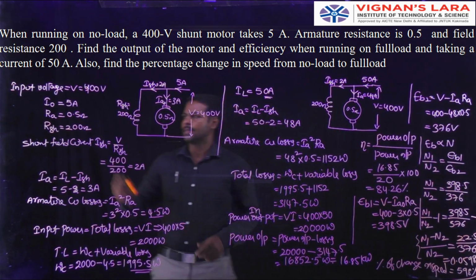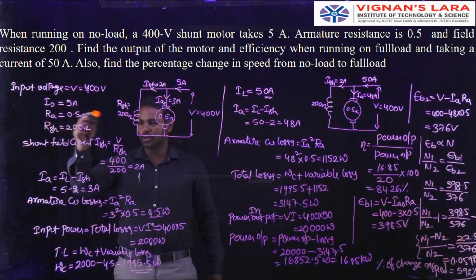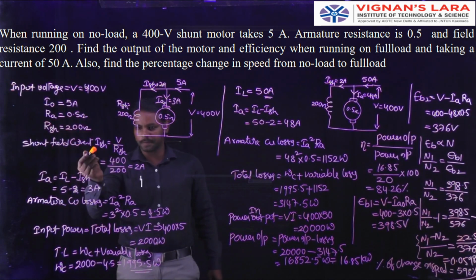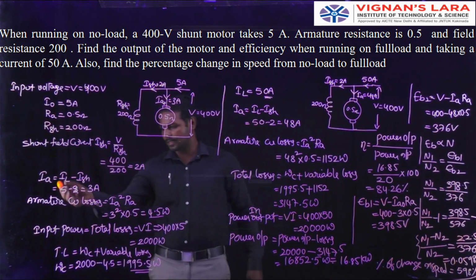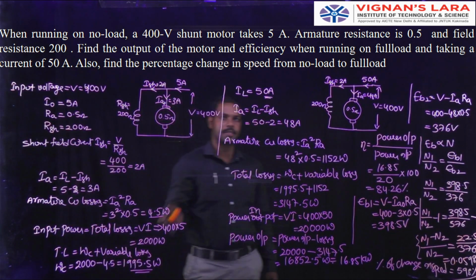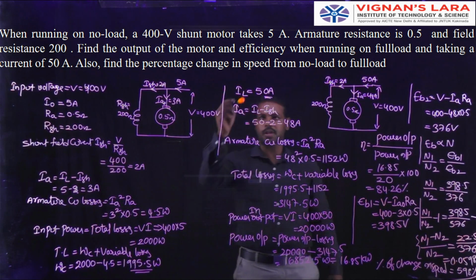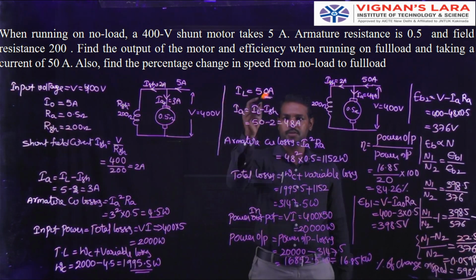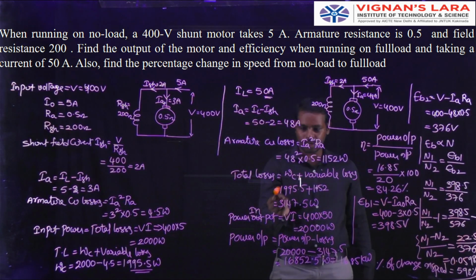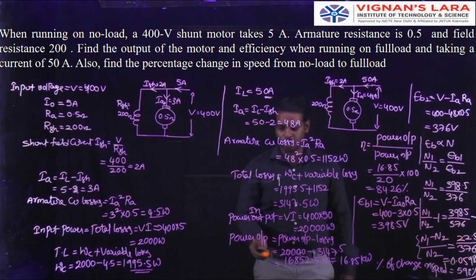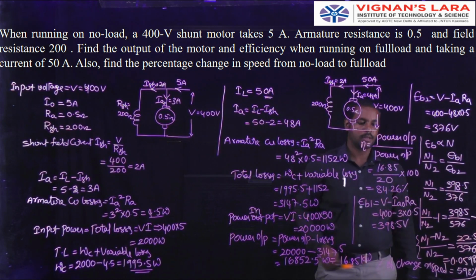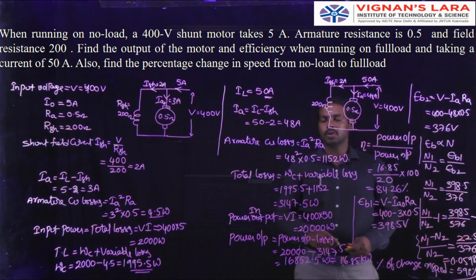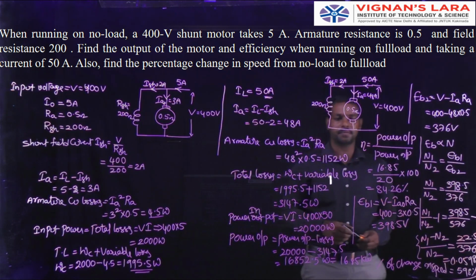So first one is input voltage and currents. Based on that, we can find the shunt field copper losses, where shunt field current is equal to voltage divided by resistance. Then we can find the constant losses. The corresponding current drawn from the supply is equal to 50 amperes. Then we calculate the total losses, constant losses plus variable losses. Power output divided by input is equal to 84.26 percent.